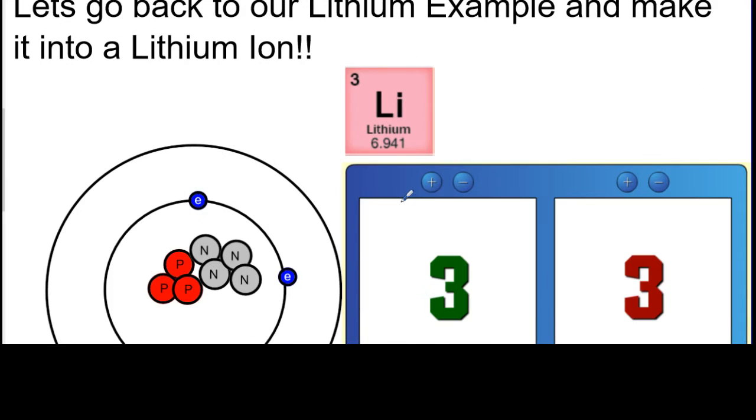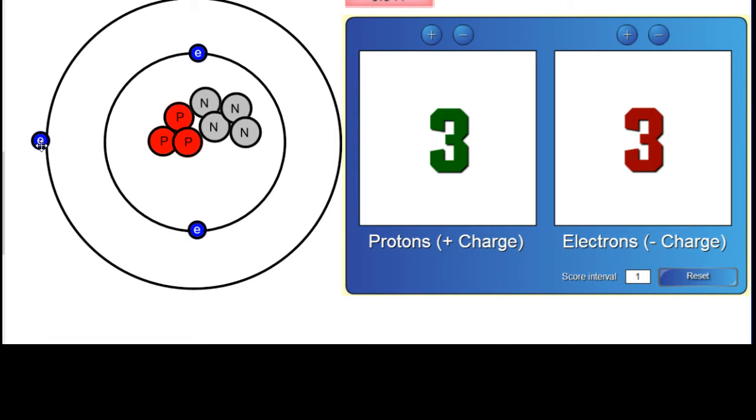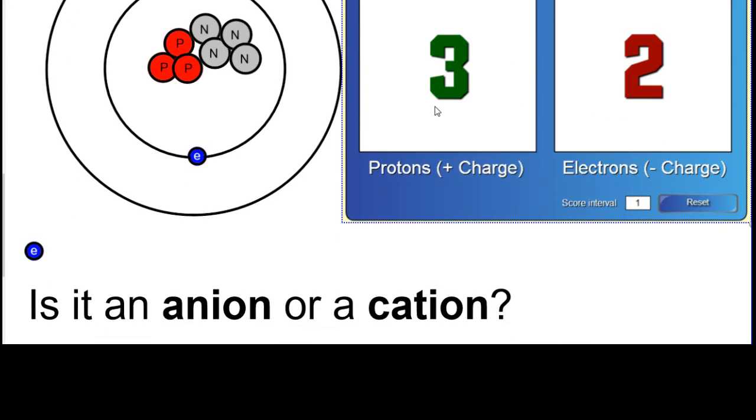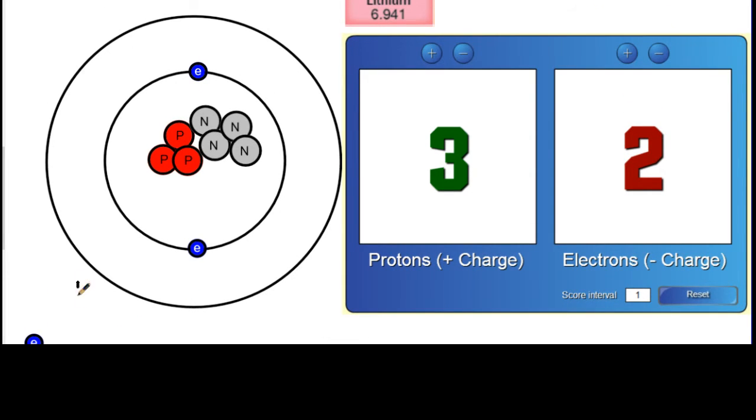So going back to the lithium example, we had 3 protons and 4 neutrons with 3 electrons. So I have a little scoreboard over here talking about the number of protons and number of electrons. Should we lose an electron, so we only have 2 electrons, we have an excess amount of positive charge. So we would write this as lithium, and we indicate it as a +1, because it has one extra positive charge.